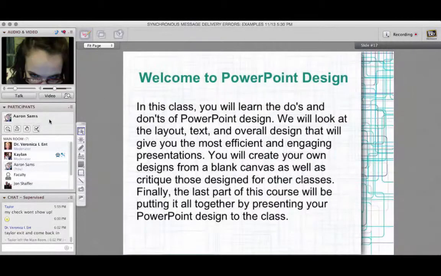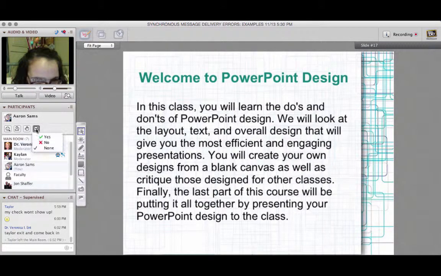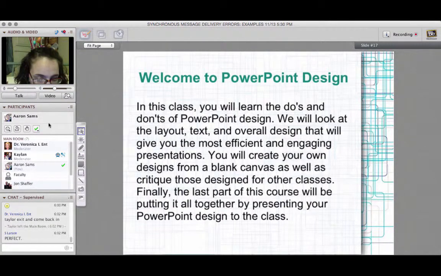Okay, in this class, we will learn the do's and don'ts of PowerPoint design. We will look at the layout, text, and overall design that will give you the most efficient and engaging presentations. You will create your own designs from a blank canvas, as well as critique those designs for other classes. Finally, the last part of this course will be putting it all together by presenting your PowerPoint design to the class.